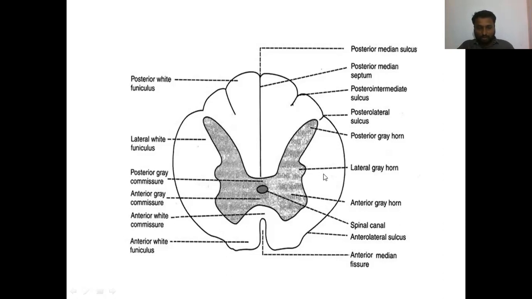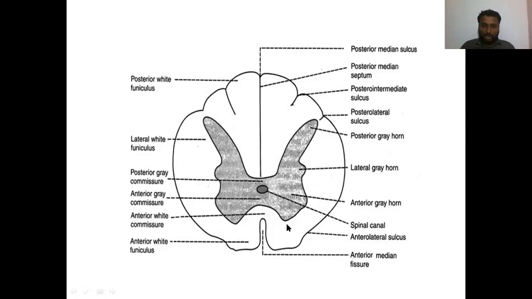Now, the white matter of the opposite sides is continuous here. That area is known as the anterior white commissure. See this connecting part. The anterior white column of one side, the right side, is continuous with the anterior white column of the left side. So this connecting part is the anterior white commissure. This white matter is divided into three parts: anterior white column, lateral white column, and posterior white column. Only the anterior white columns are connected by this connecting part known as the anterior white commissure.